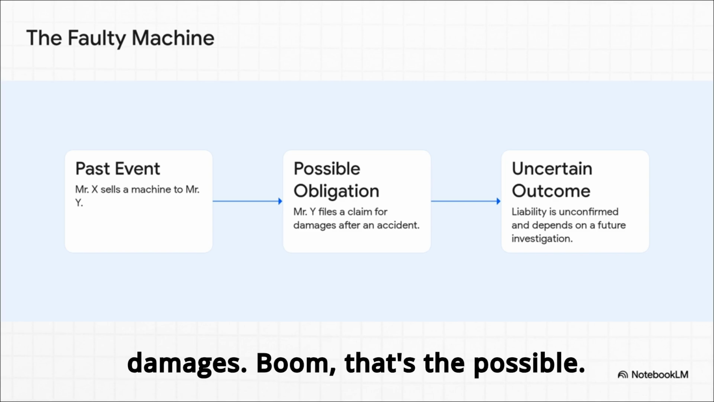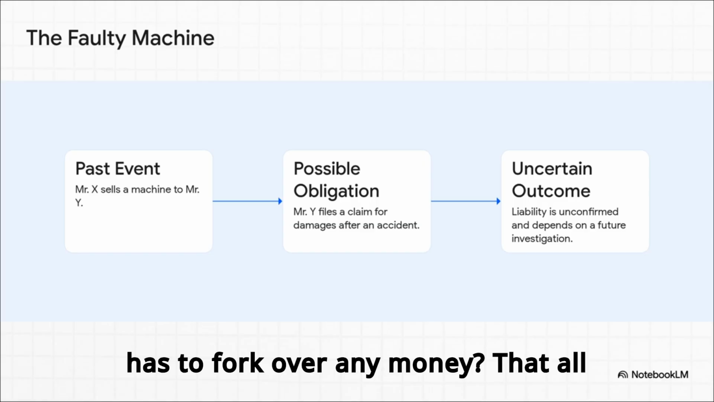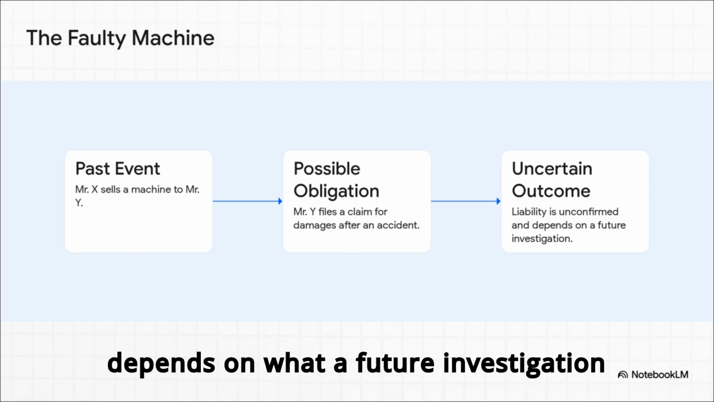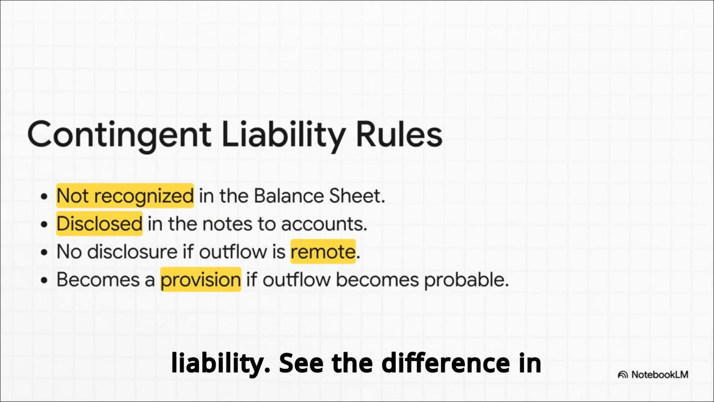Boom, that's the possible obligation. But whether Mr. X actually has to fork over any money, that all depends on what a future investigation finds. It's a textbook contingent liability. See the difference in treatment here?